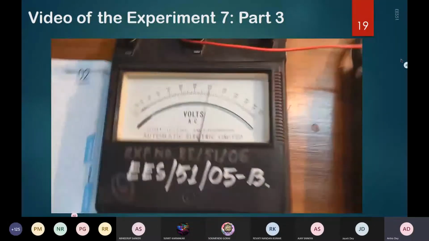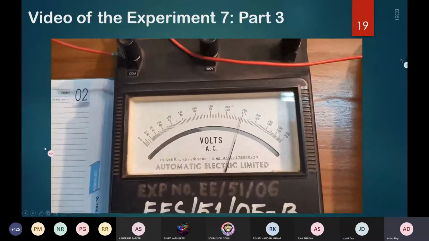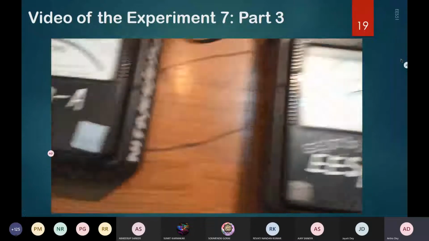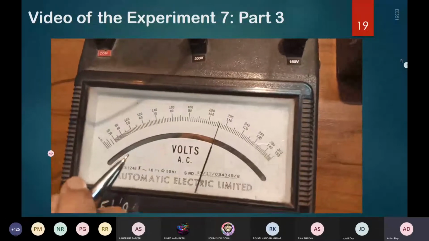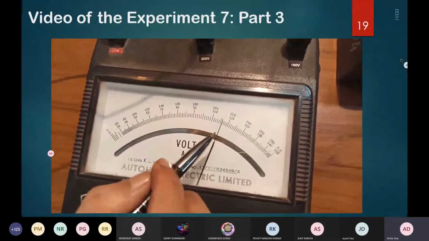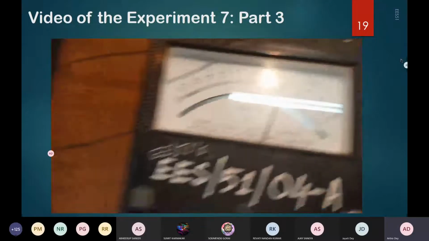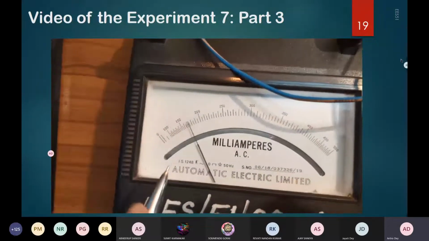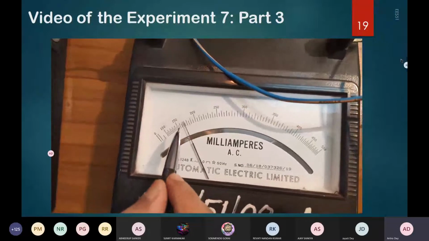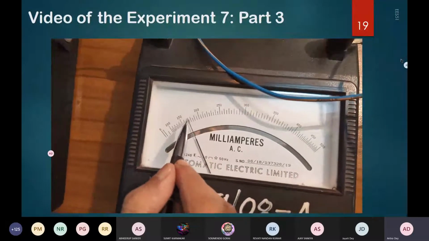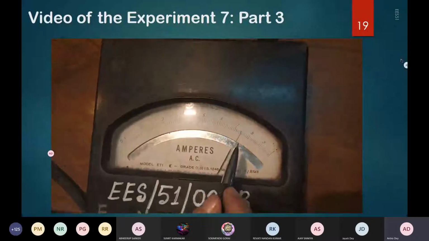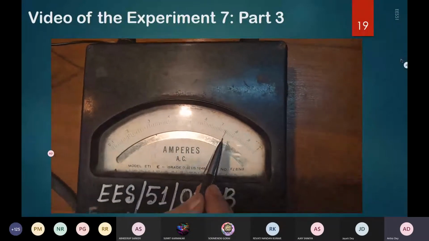Then this is the final one, which will reach 220. So for 220, the drop is approximately 214. For the carbon lamp it is 175 milliampere, and for the tungsten it is 0.74.